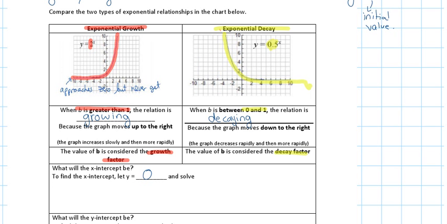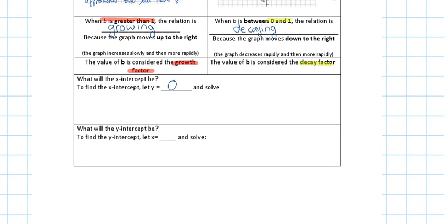So let's look at the first example, where we have y equals 2 to the power of x. I'm setting y equal to 0, so 0 equals 2 to the power of x. Now how can I solve for x?